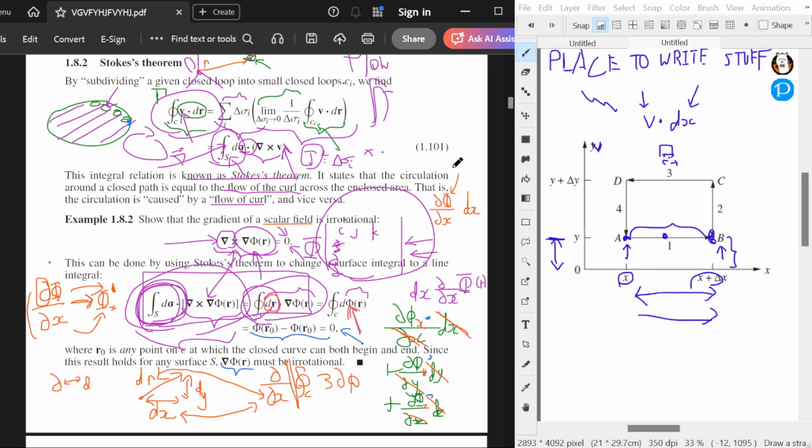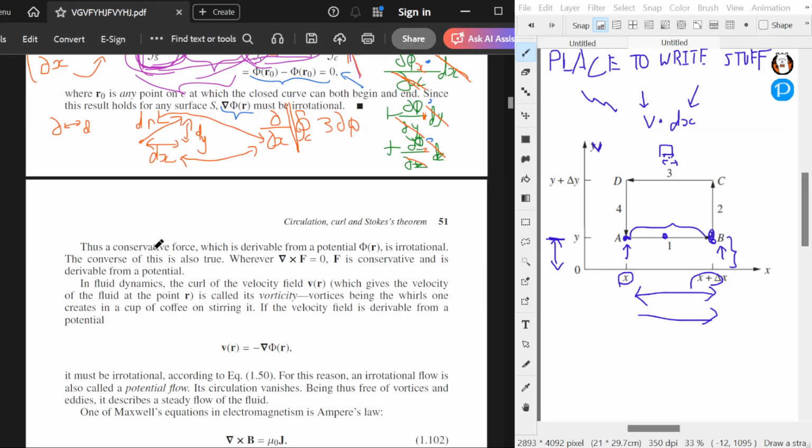And the fact that I did all this extra stuff, when I easily proved it here, it says a lot. Thus, a conservative force, which is derivable from a potential, is irrotational. The converse is also true, where the curl of a conservative force, which is derivable from a potential.